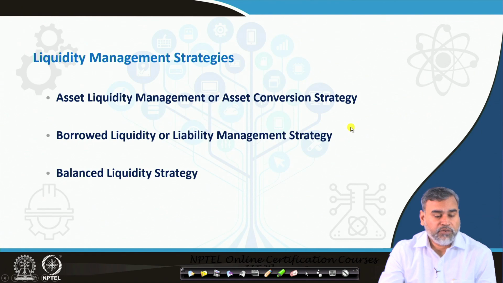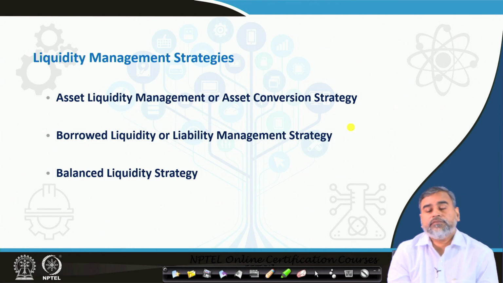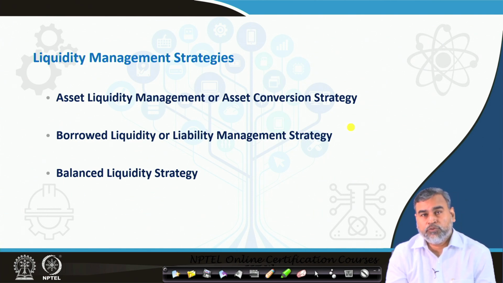Let us start with the liquidity management strategy. Again and again we are telling that the liquidity management of commercial banks has two steps. One is measurement of the liquidity need, and the second is managing to achieve that particular target. For the second part, the managers of the commercial bank have to adopt certain strategy by which the liquidity requirements can be fulfilled, but not at the expense of profitability.